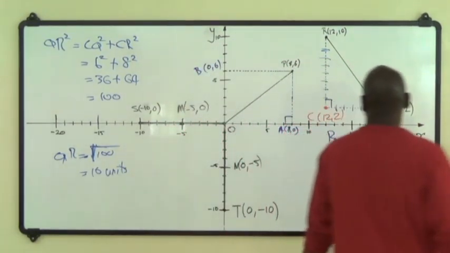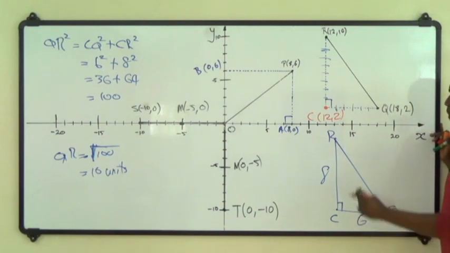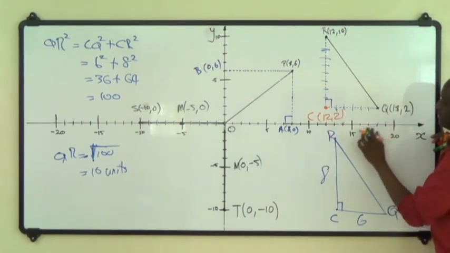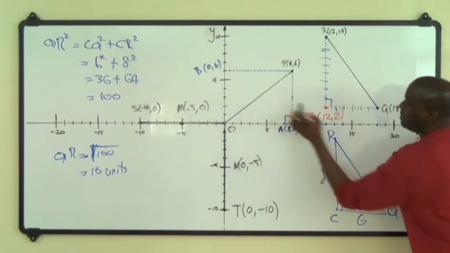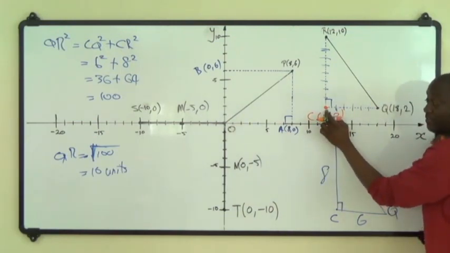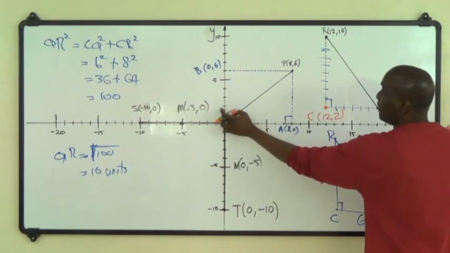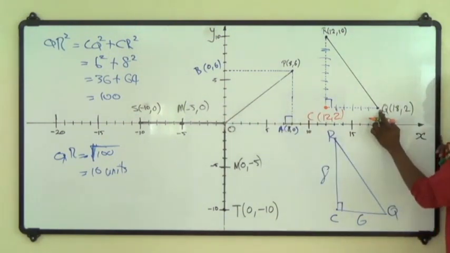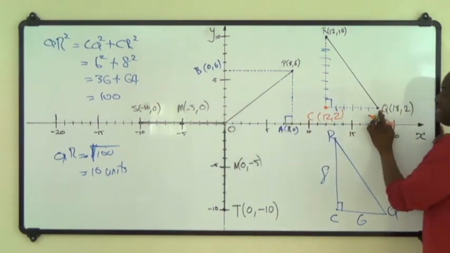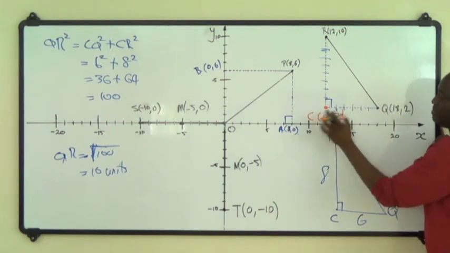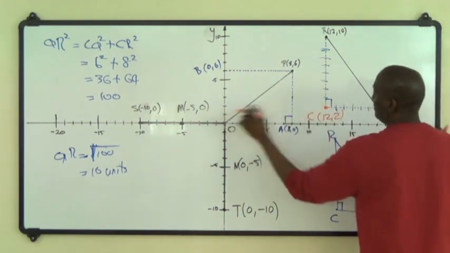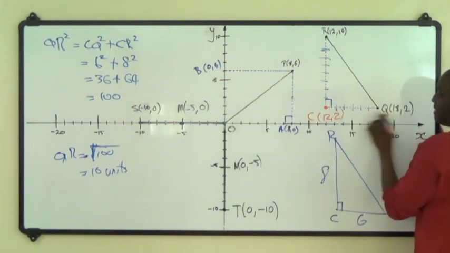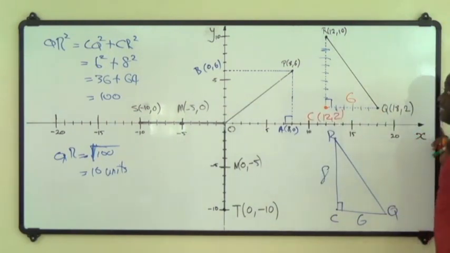We could get the same 6 because the distance from the y-axis to this point is 12, and the distance from the y-axis to this point is 18. So the distance between these 2 points would be this whole distance minus this distance, which would be 18 minus 12 to give the same 6.